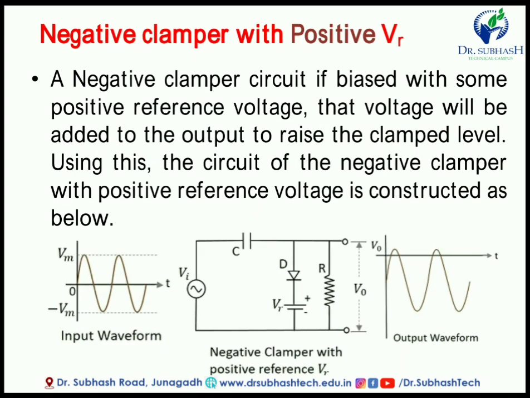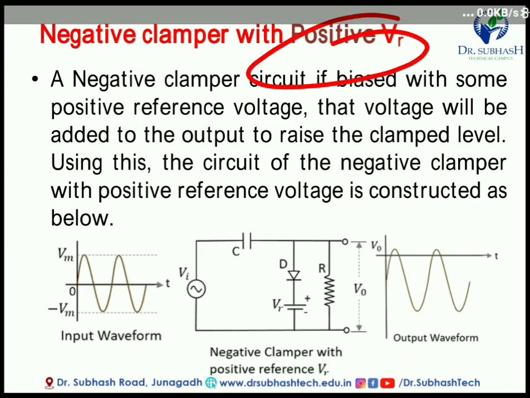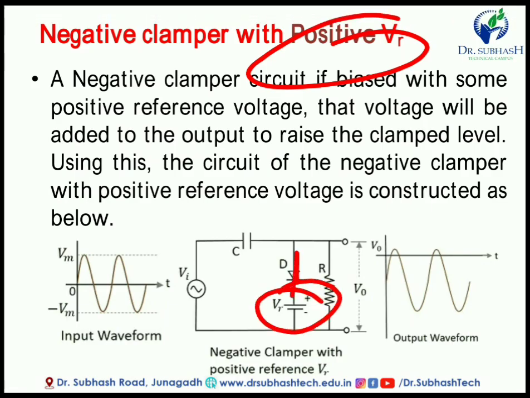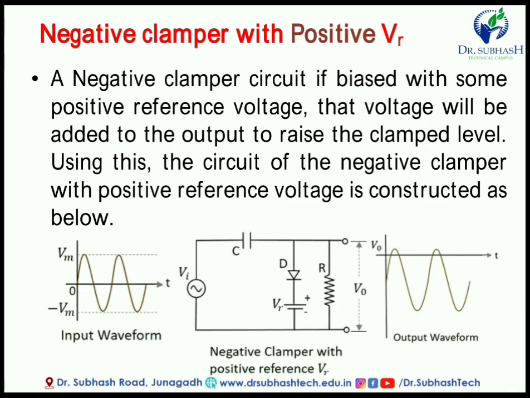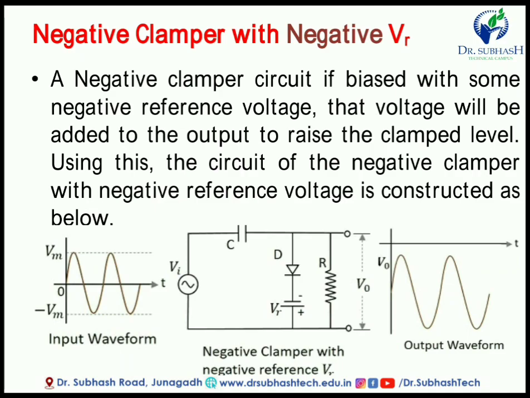Now the negative clamper with positive VR. Now with positive VR, the positive terminal is connected to the cathode of this diode, exactly the opposite of the positive clamper with positive VR. Here you get some voltage over the positive voltage, because here the positive supply is given to the cathode. So this is about the negative clamper with positive VR. Here the total signal becomes negative, but the clamping gives some positive portion, and this is the positive voltage.